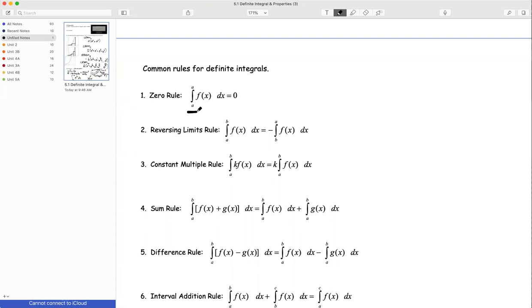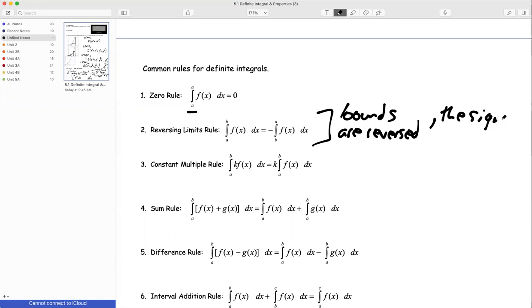The next is the reversing limits rule. I have the integral from a to b of f of x dx. That is equal to the negative integral from b to a of f of x dx. So the bounds here are reversed. When we do that, the sign changes. If I switch the bounds, I have a as my lower bound and b as my upper bound, and here they're reversed. I've got to put a negative out front of the integral.